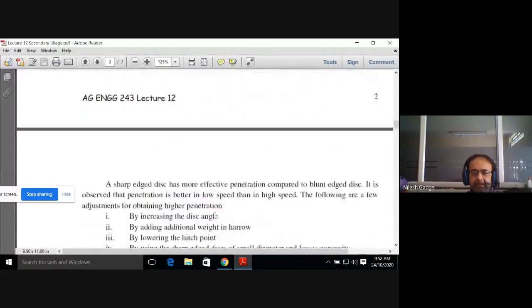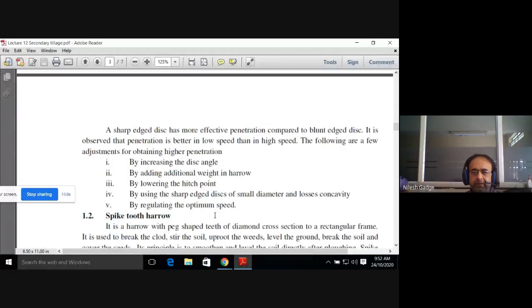Then we will see another few steps. Sharp edged discs are more effective in penetration than blunt edges. So the edges of the discs on the shaft should not be blunt, they should be sharp edges. It is observed that penetration is better at low speed than at high speed. So the speed of the harrow should be a minimum.